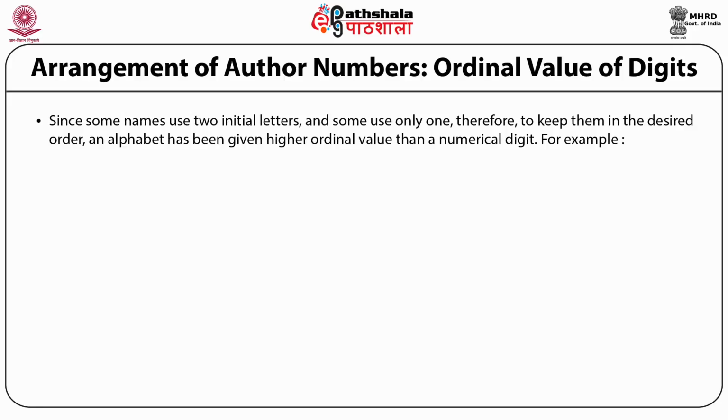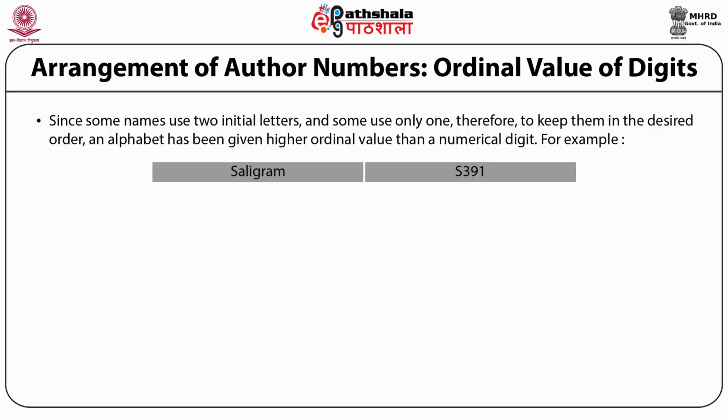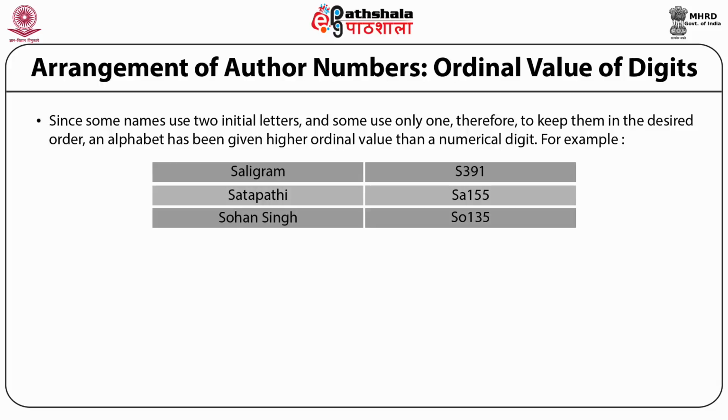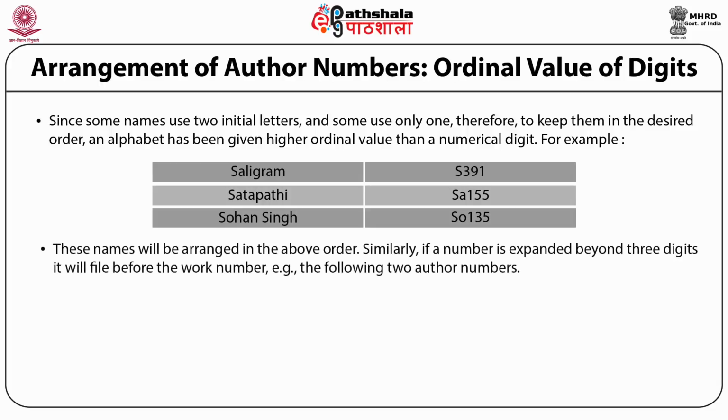Arrangement of author numbers, that is, ordinal value of digits used. Since some names use two initial letters and some use only one, therefore, to keep them in the desired order, an alphabetical letter has been given higher ordinal value than the numeral digits. For example, Saligram will get the number S391, Satpathy SA155, and Son Singh will get SO135. These names will be arranged in the above order. It means that A has more value than 3 or the numeral.